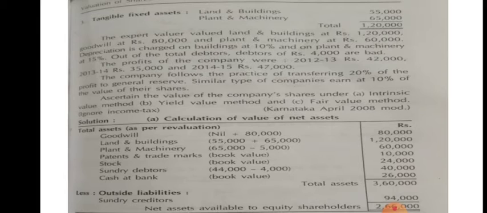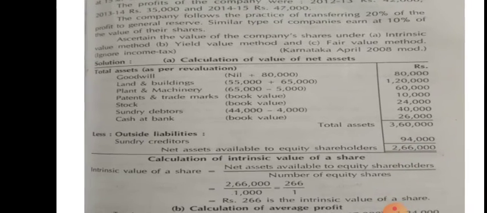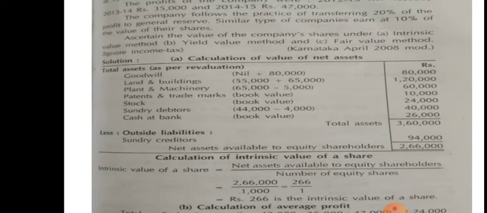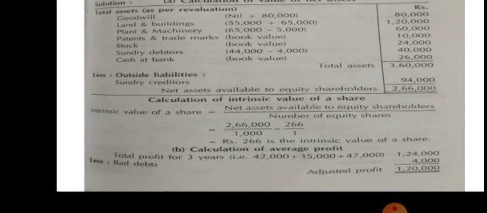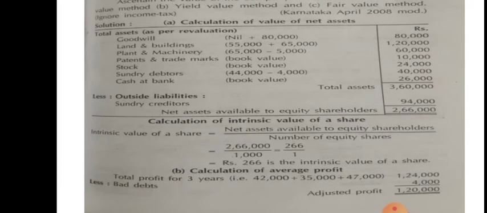Sundry debtors: see here in the note number, it's 4,000, it's the bad debts, and in the balance sheet rupees 44,000 is given. So this bad debts we have to minus from these debtors. 44,000 minus 4,000 is 40,000. Cash at bank is 26,000. The total assets are 3,60,000. From this total you have to minus the outside liabilities, 94,000. The remaining amount will be 2,66,000, which is nothing but the net assets available to the equity shareholders.